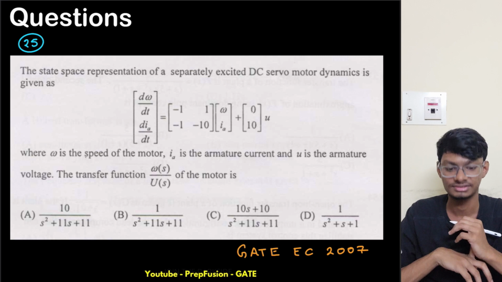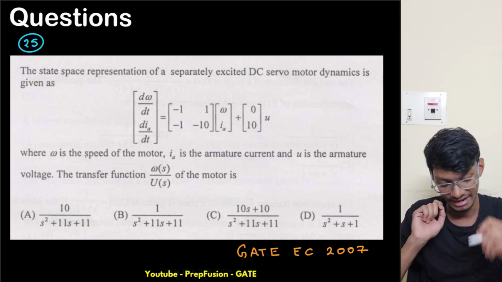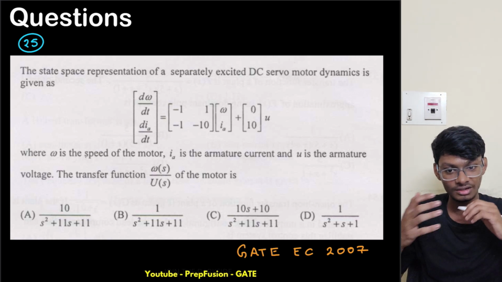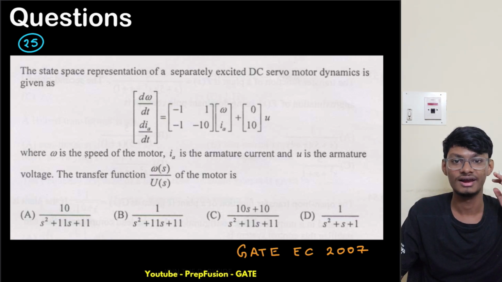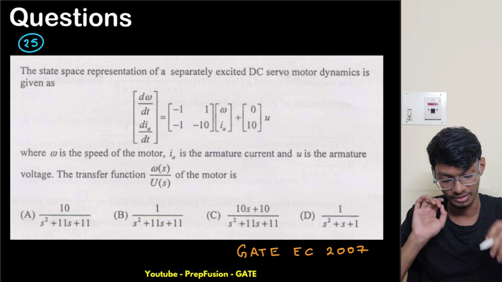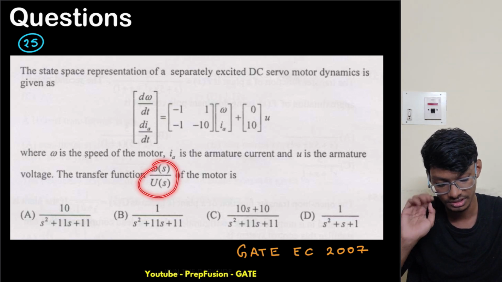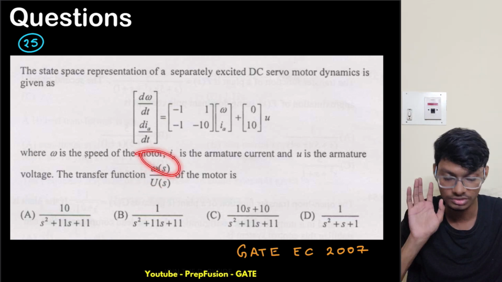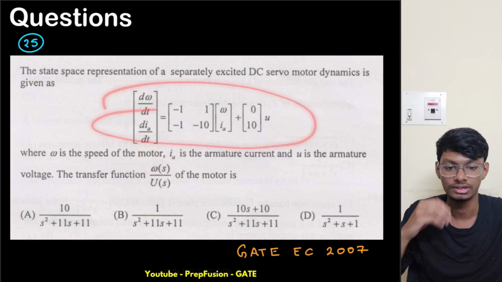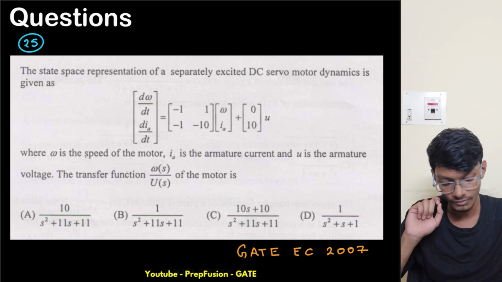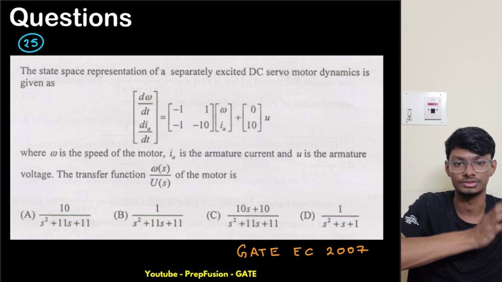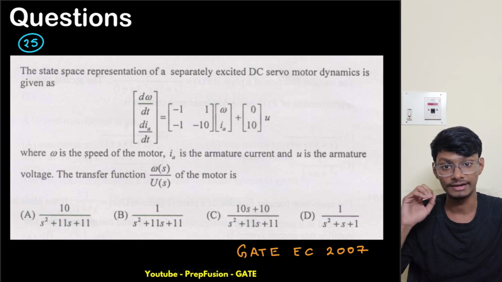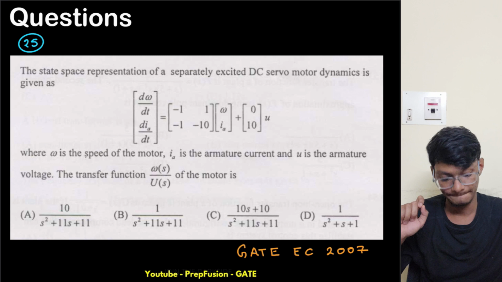But the problem here is you don't have any C here. Also it is not asking us to find the transfer function of input to output. It is asking us to find the transfer function W upon U. Just check once what is W and what is U. U is input, that is fine, but W is not output, right? W is a state variable. So what we have to do is write the state equations, take the Laplace transform and then find the transfer function. That was the important point to note here.